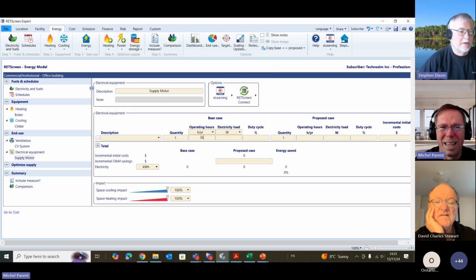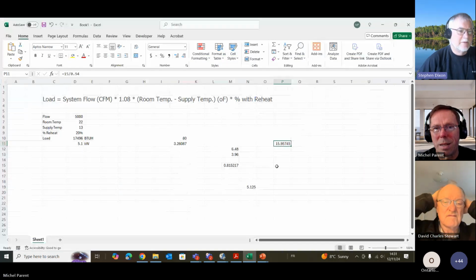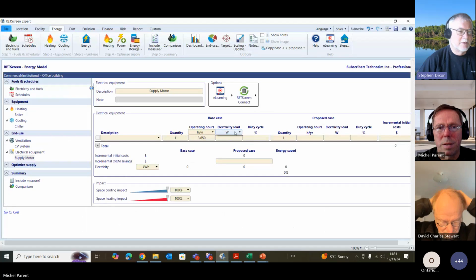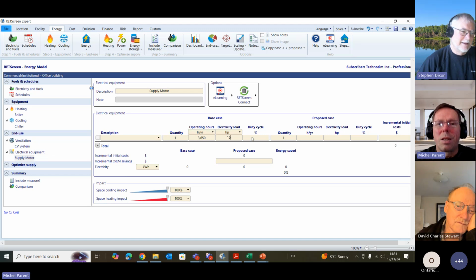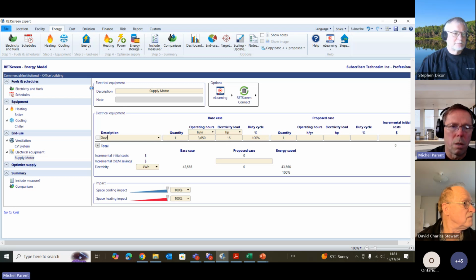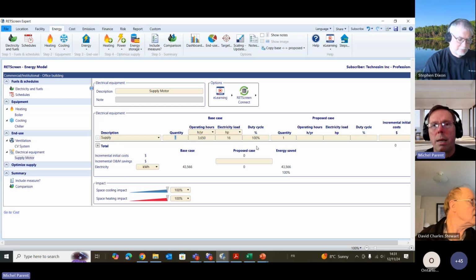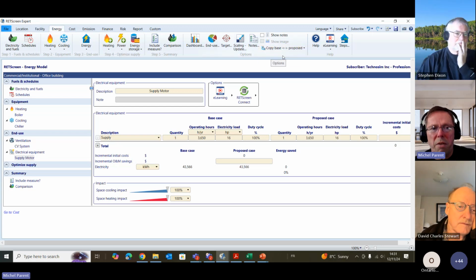Yeah, and if you wanted to know, like you do the 3650, there's another aspect to this trick. If you're on the 3650 hours per year and you want to know the hours per week, you just select hours per week in RETScreen to do the calculation for you. Yes, that's true. So our supply fan motor is 16 horsepower because we had the brake horsepower. Going to be copy base to proposed. Boom, we have our supply fan.